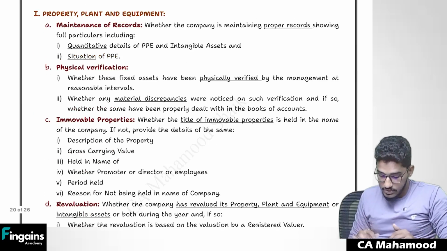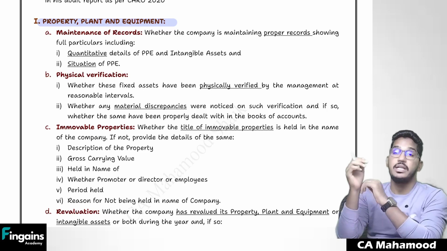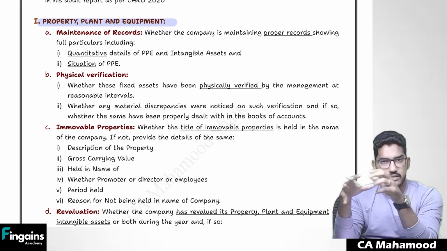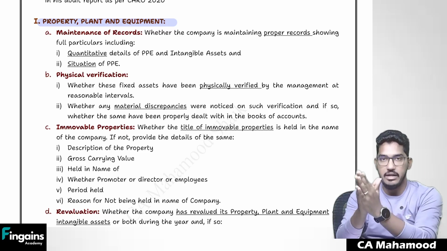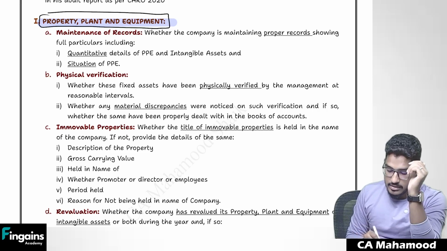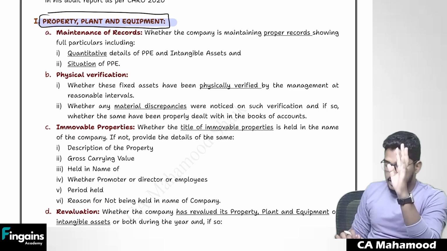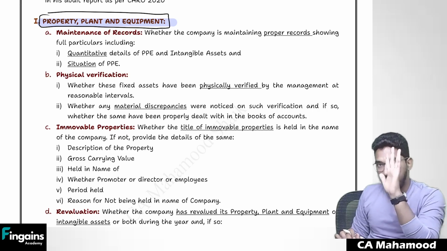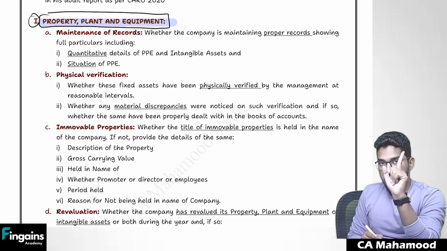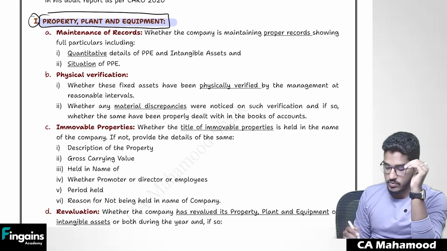Fine. So the first matter which is required to be reported is property, plant and equipment. They are talking about all kinds of fixed assets, work in progress, intangible assets, everything they are collectively addressing. So regarding property, plant and equipment, there are 5 matters which are required to be reported by the auditor. How many? 5. Overall, this is one reporting requirement only. Under this one point, there are 5 sub points which are required to be reported. Let us see what they are.